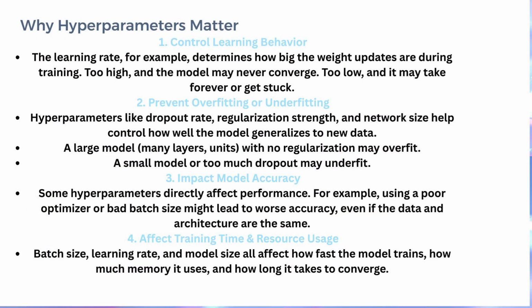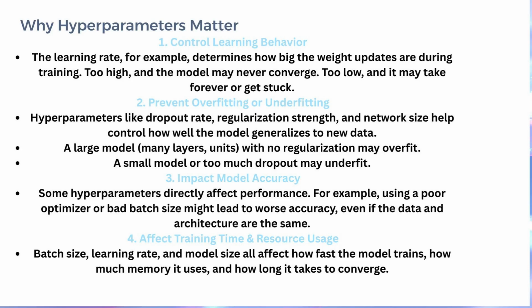Let's see why hyperparameters matter. First, they control the learning behavior. The learning rate, for example, determines how big the weight updates are during training. Too high, the model may never converge. Too low, it may take forever or get stuck.